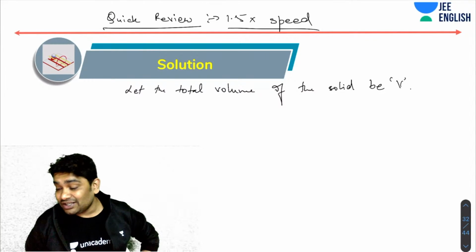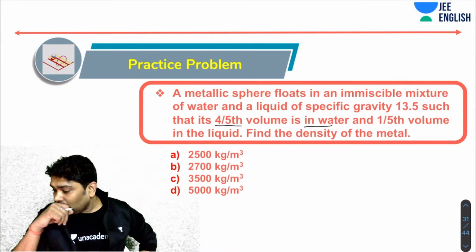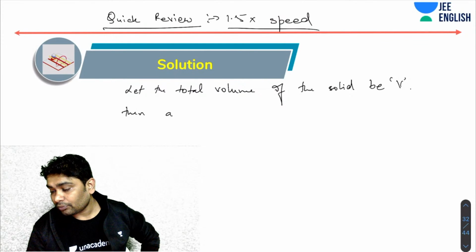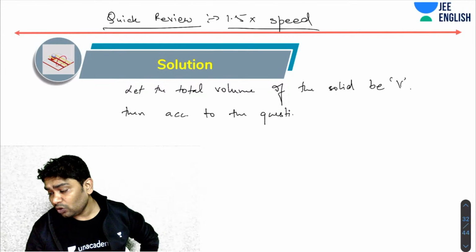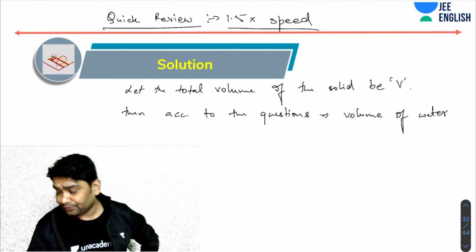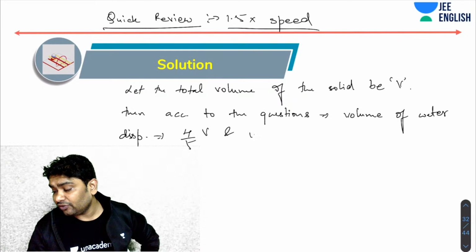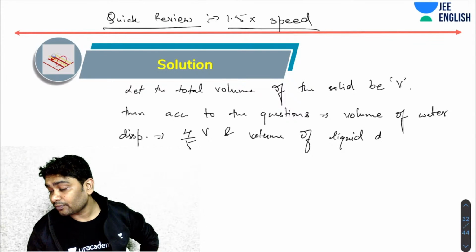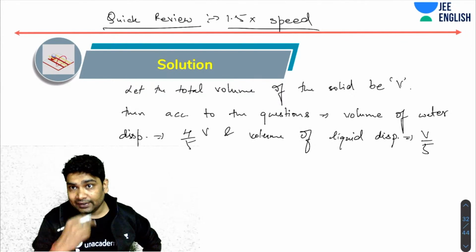Now, coming back to the solution of this question, let the total volume of the solid be V. Then, according to the question, 4/5 V is in water. So the volume of water displaced will be 4/5 V, and the volume of liquid displaced would be V over 5. Correct? That is according to the question.